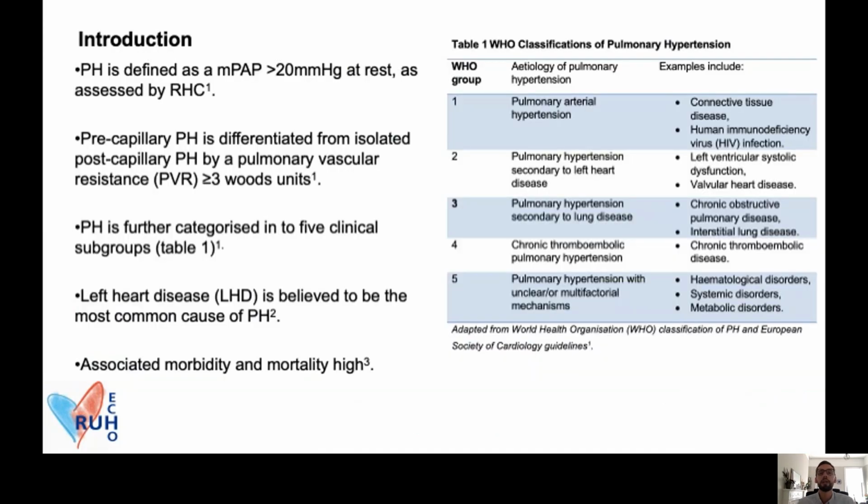Pulmonary hypertension, or PH, is a disease associated with an elevated blood pressure within the arteries of the lungs. PH is defined as a mean pulmonary artery pressure greater than 20 millimeters of mercury at rest, as assessed by right heart catheterization. Precapillary PH is differentiated from isolated postcapillary PH by pulmonary vascular resistance greater than or equal to 3 Wood units. PH etiologies are categorized into 5 clinical subgroups as depicted in Table 1, with left heart disease believed to be the most common cause of PH. If left untreated, the associated morbidity and mortality of PH is high.